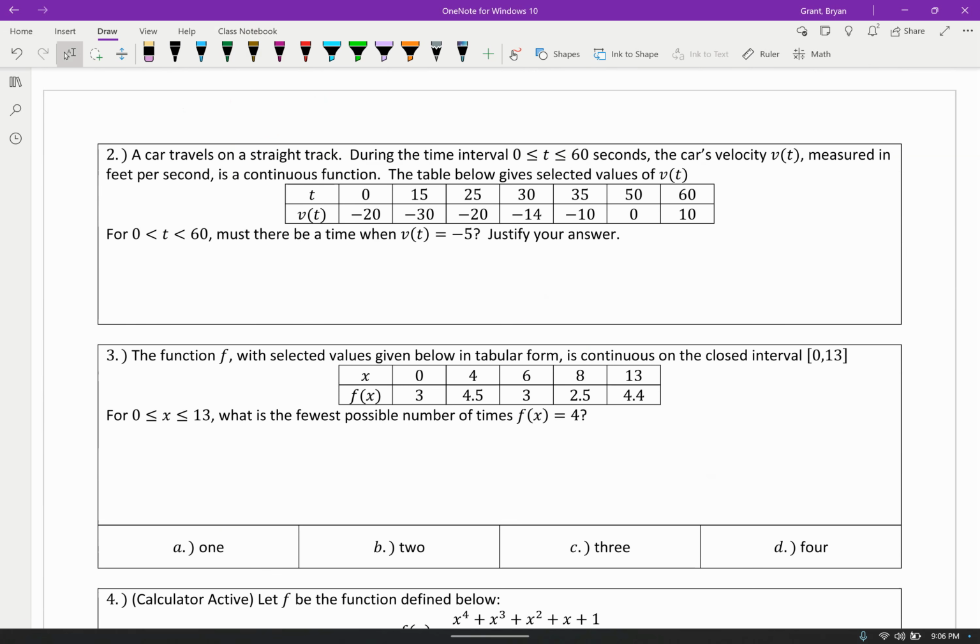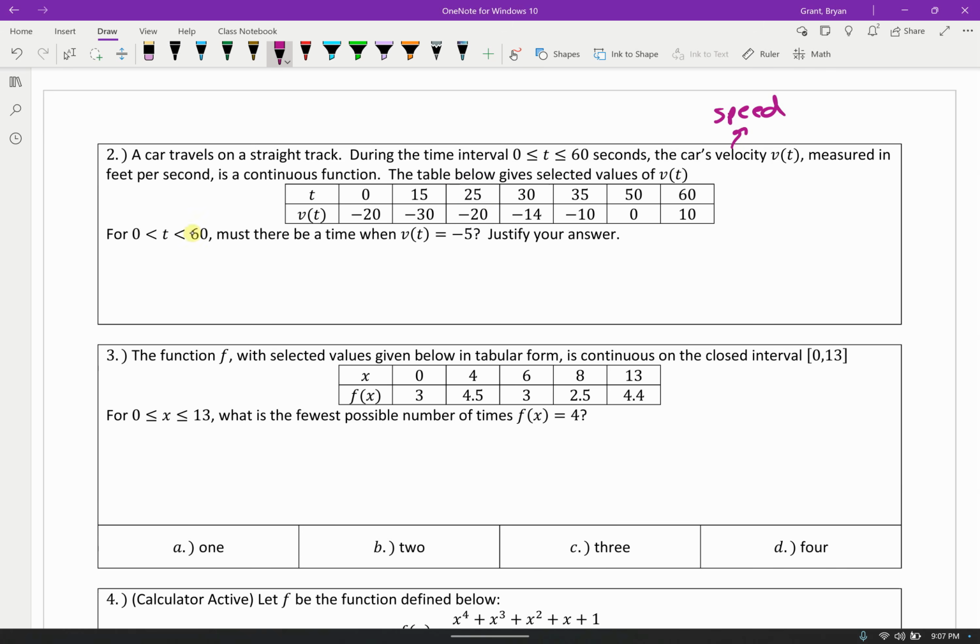A car travels on a straight track. They give us 60 seconds to look at it, and they told us about the car's velocity. We don't know much about velocity yet. We can think of velocity as speed, how fast it's moving, in feet per second, and it is a continuous function. It gives us selected values of the velocity. So at 25, we have a velocity of -20. How could we have a negative velocity? Well, it doesn't actually matter, but spoilers, it means you're moving backwards.